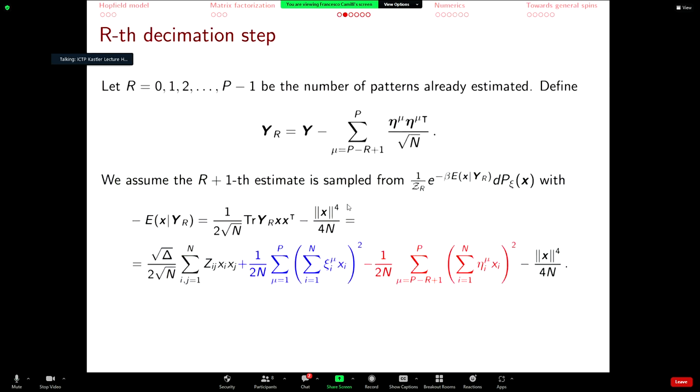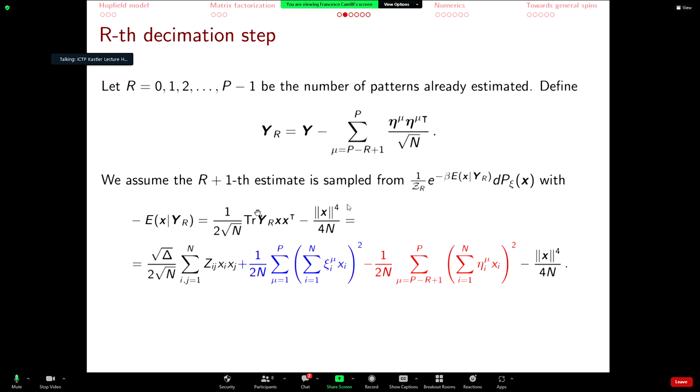Okay, so to be more precise, how does the rth decimation step look? Let R be the number of estimated patterns already. It can also be zero, which means you are at the first step, you know nothing yet. Okay? So the modified matrix of observations will look like this. You have subtracted R rank one contributions. And you sample the R plus one estimate from this Boltzmann-Gibbs measure, so e to the minus beta times a certain energy. And this energy is this little monster here. This is the ugliest slide I have, I think. So later it will be easier, hopefully.